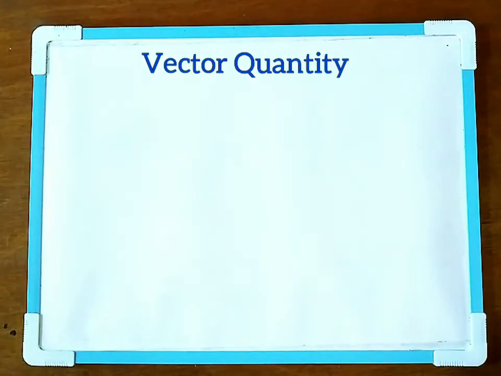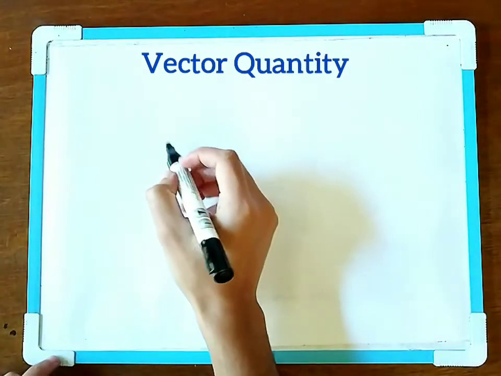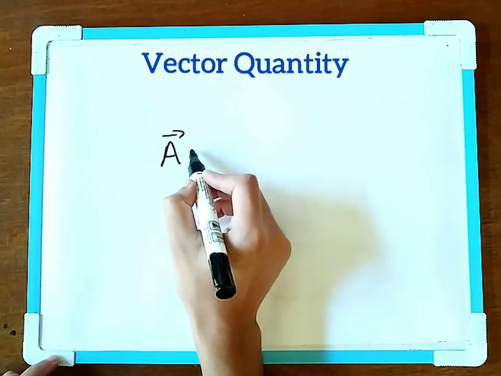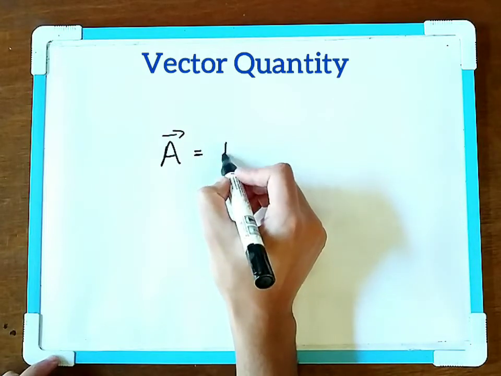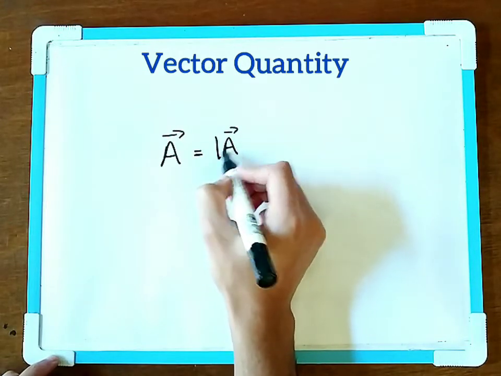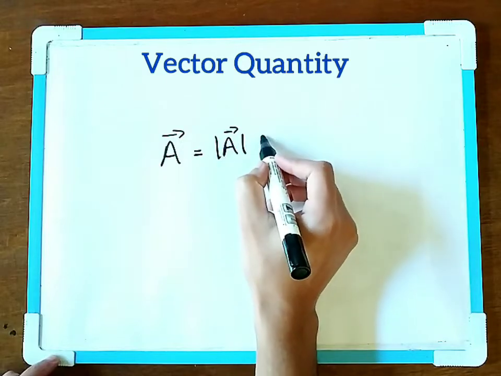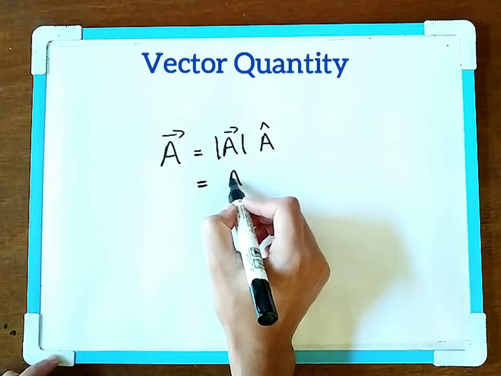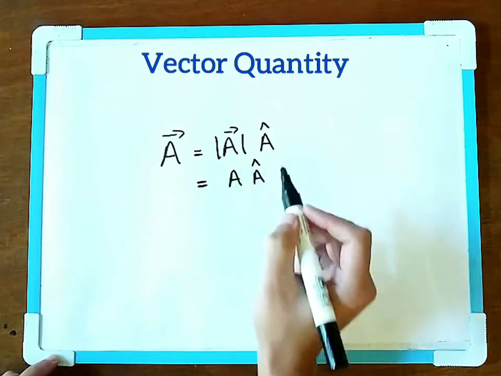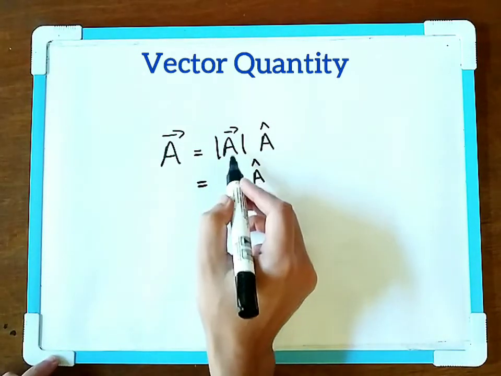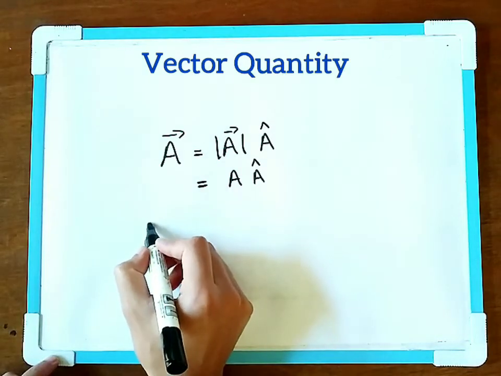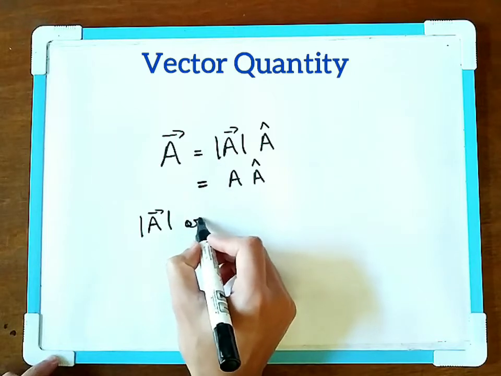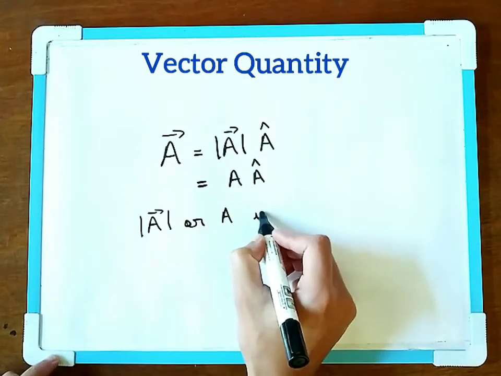So in general, you can represent a vector by a letter A vector, and this is equal to modulus of A vector times A cap, or you can also represent this as A times A cap. So here A, or modulus of A vector, is called the magnitude. We have A vector, and this modulus of A vector, or A, is the magnitude of the vector quantity.